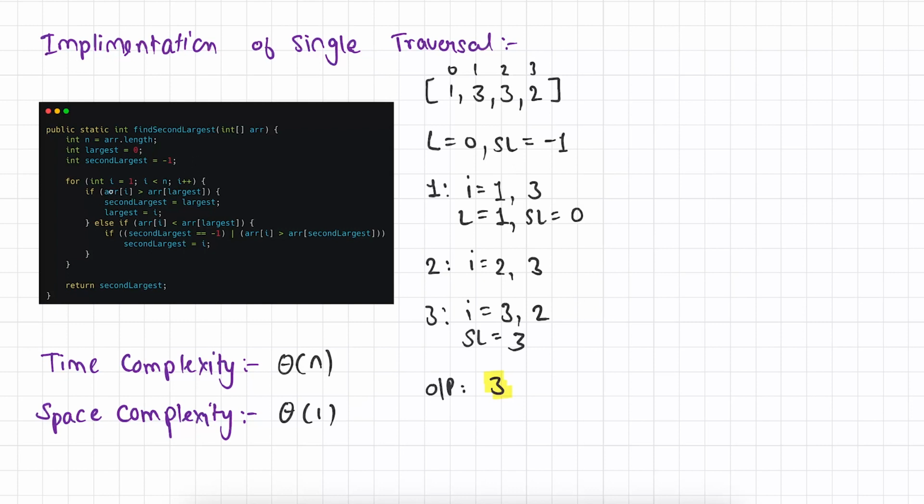Then we begin our loop from 1 till less than n, and inside this loop, in the first if condition, we are checking if arr[i] is greater than arr[largest] or not.